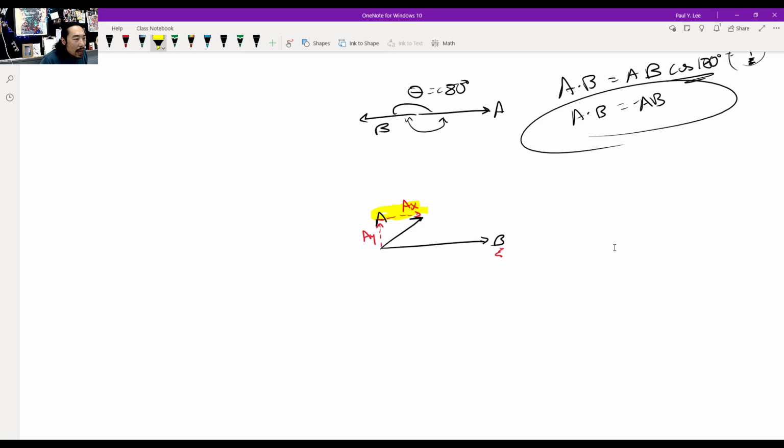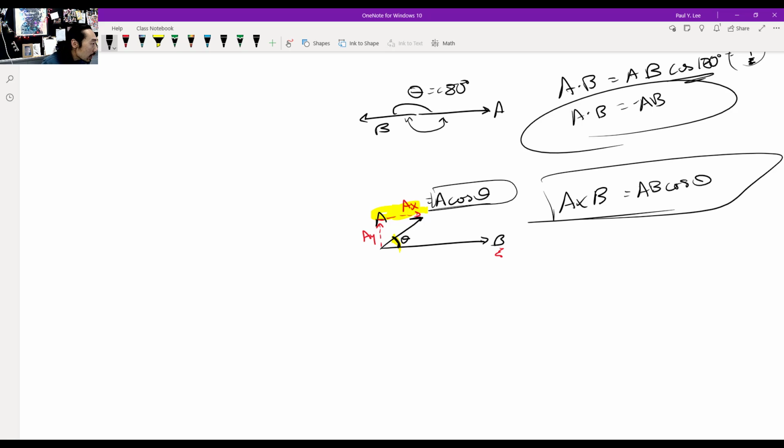And if we take a look at the way that the angles are, if that angle right there we call theta, AX would actually be A cosine theta. You see where that cosine comes into play. So AX is equal to A cosine theta, and therefore AX times B will give us AB cosine theta, which is just a proof of the dot product in itself. Essentially you're just multiplying AX times B because only AX is aligned with B and AY is not aligned with B. So that's just a very brief synopsis of dot product.